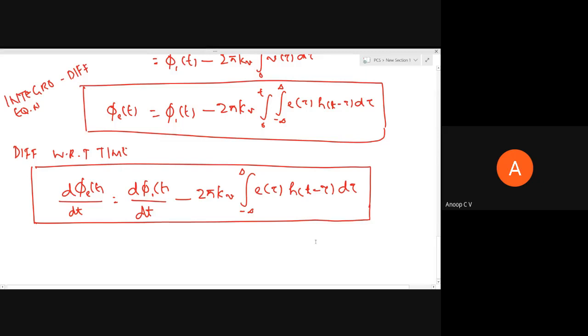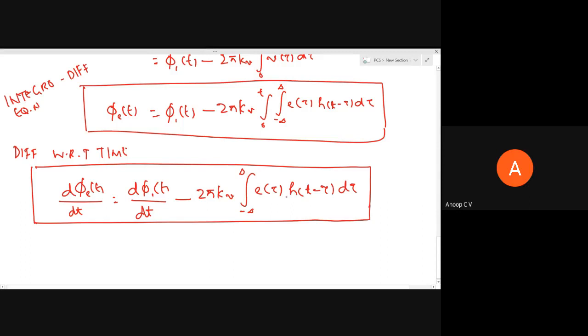Did you understand how we got till here? I didn't want to hurry, because it is an open loop system where we have phi 1 of t and phi 2 of t, the difference of that is phi e of t, and phi e of t depends upon v of t, and v of t is again a function of phi of t. It is completely interdependent. So is it clear how we got this?